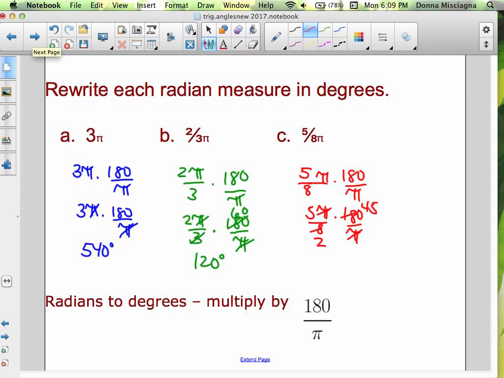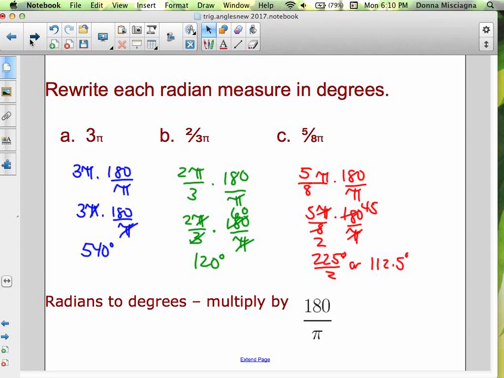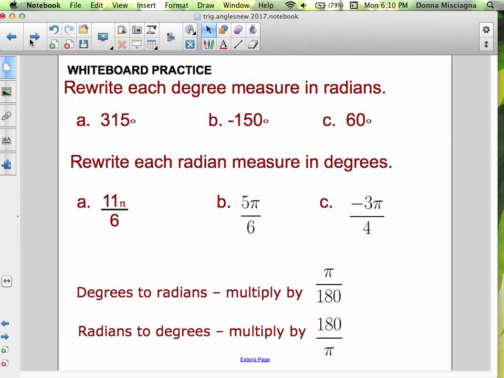5 times 45 is going to be 200 and, wait. That's not going to be 220. How about 225? If it was 220, it'd be divisible by 2. 225 divided by 2 degrees, or you could just make that 112.5 degrees, whichever you like better. Okay? And that's all there is to converting from radians to degrees and degrees to radians. That's it. So I'll have a few for you to do at the end of this lesson.